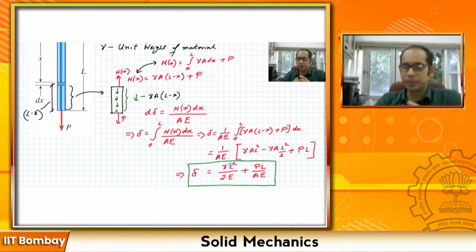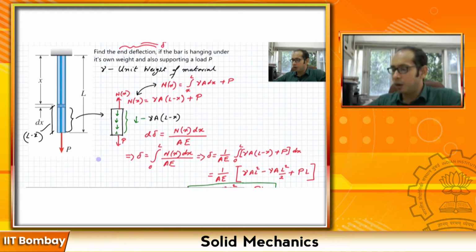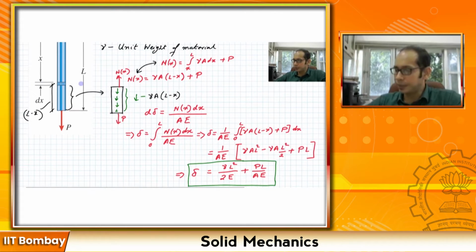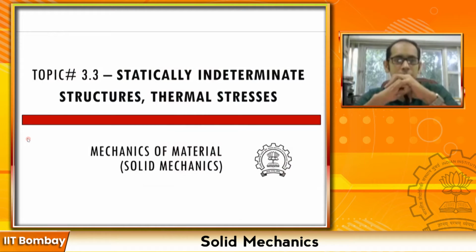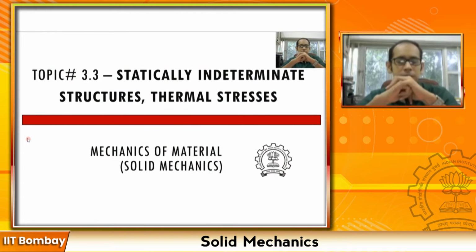So I hope this problem example was clear. We had a bar which was hanging under its self weight and this load P, and we took a small section, found out the internal force that is there, and from that we calculated the overall deformation delta. The next topic we're going to look at is loaded structures which are statically indeterminate, and also thermal stress problems. If you recall, until now we had looked at structures which are statically determinate. For example, from the equations of equilibrium, you can figure out the reactions and the forces which are acting in the system.